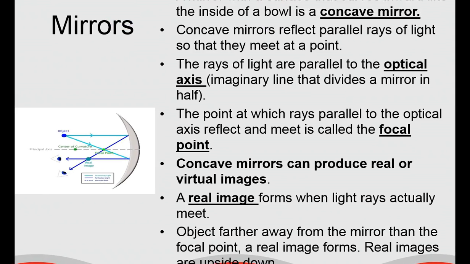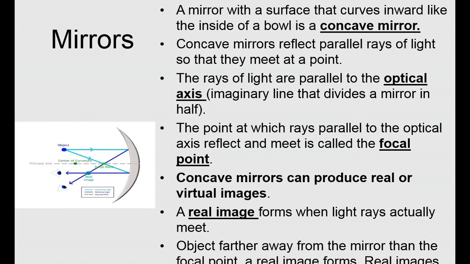Alright, so let's go back to the different types of mirrors. A mirror with a surface that curves inward like the inside of a bowl is a concave mirror. You see how it's shaped like a bowl. They reflect parallel rays of light so they meet at a point. It doesn't matter where they're coming from. Because this surface is curved, they're going to come back to this specific point. The rays of light are parallel to the optical axis. That's this thing in the middle here, an imaginary line that divides a mirror in half. The point at which rays parallel to the optical axis reflect and meet is called the focal point, and we see that right here in green.